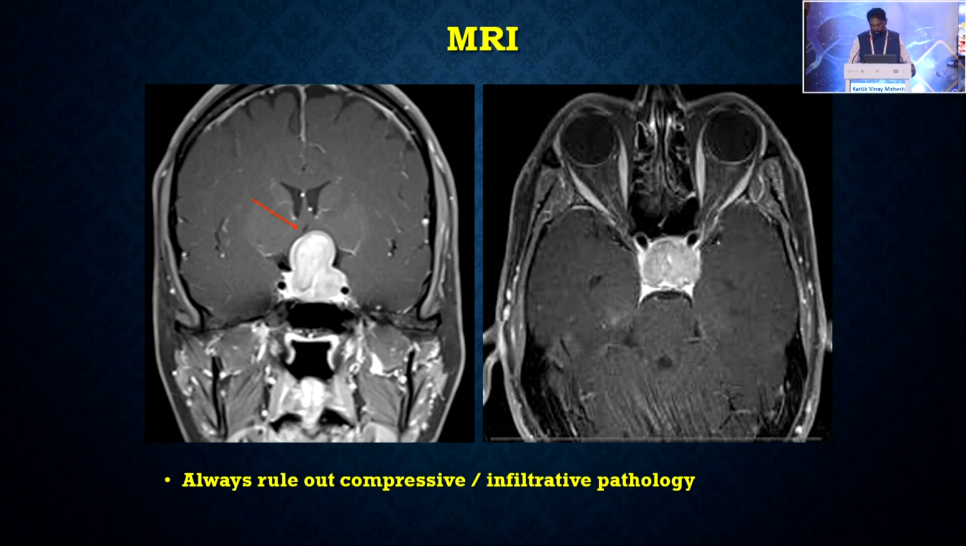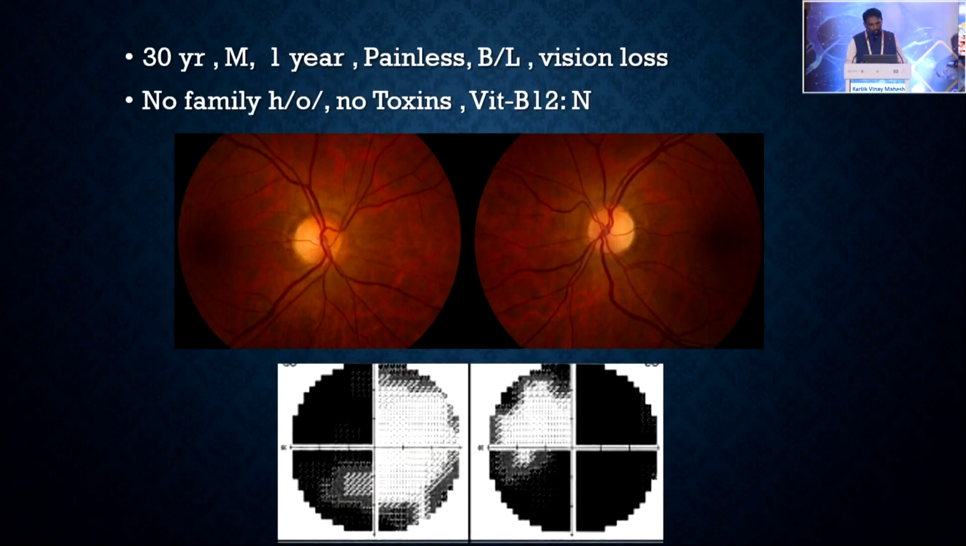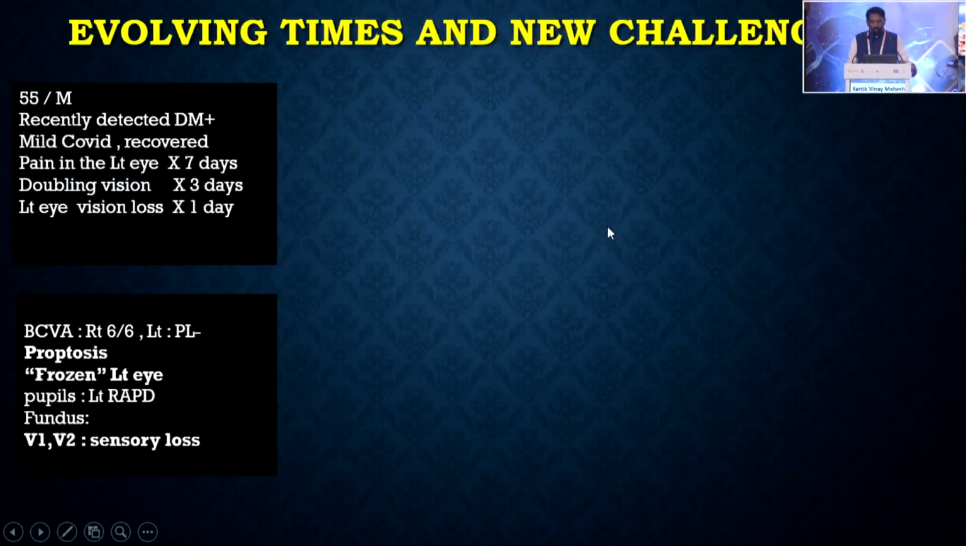This is a compressive optic neuropathy. Look at the difference between the fundus. There is significant bitemporal hemianopia and there's bitemporal pallor. So this is a patient of compressive optic neuropathy. So you have new challenges that are coming up.